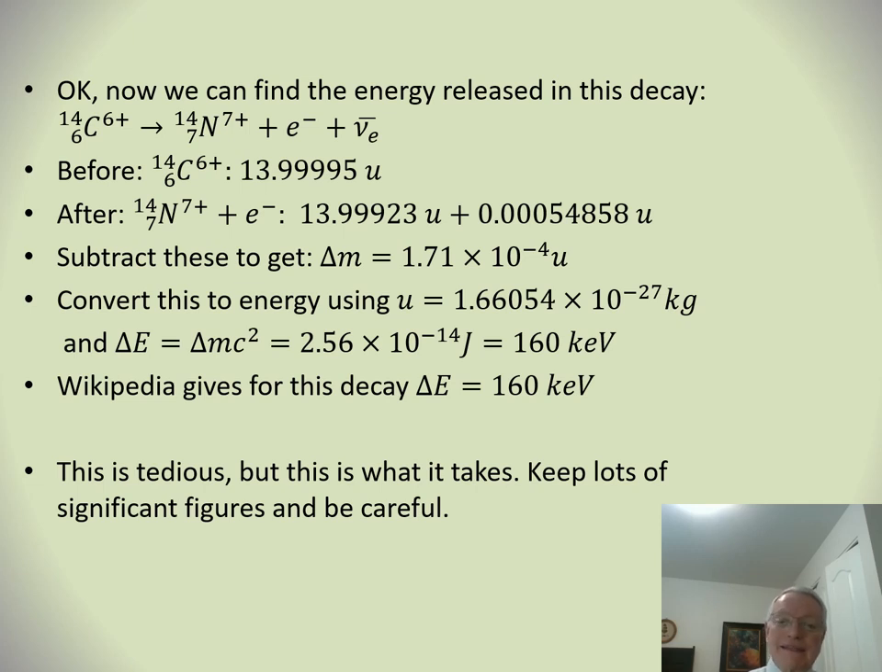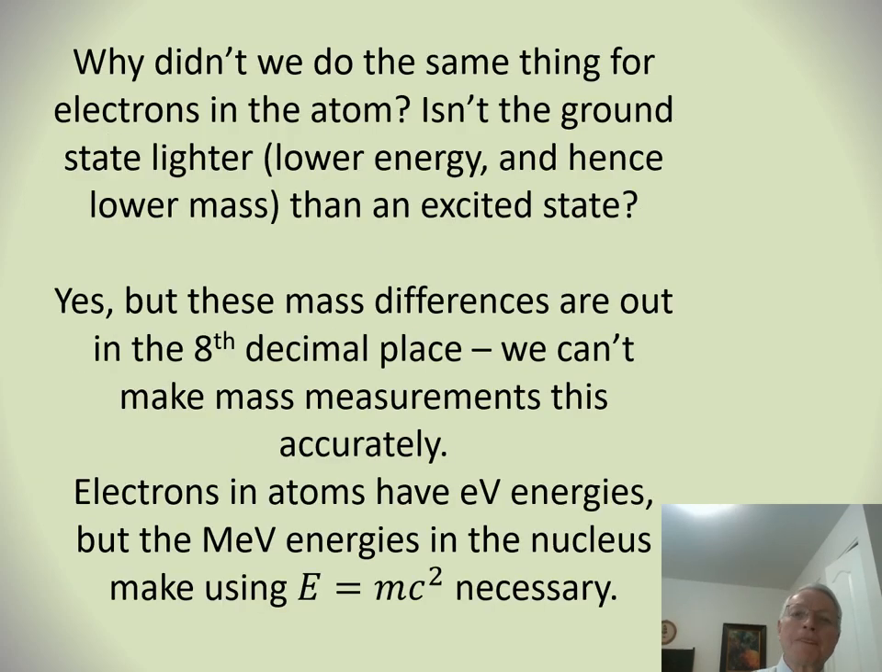Now this is tedious, but this is what you have to do. And you have at least one homework problem where you have to do this. So keep lots of significant figures and be careful. Take the mass of the initial stuff and subtract the mass of the final stuff from it. You'll get a difference in mass, which you can then convert into energy this way to get the right answer for the energy that comes out of the reaction.